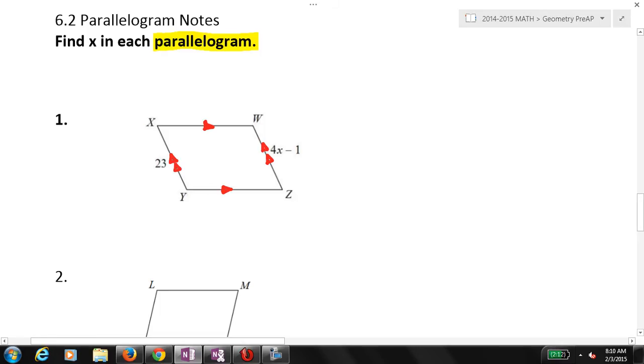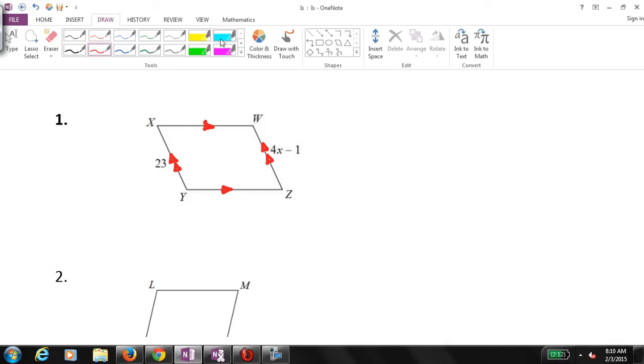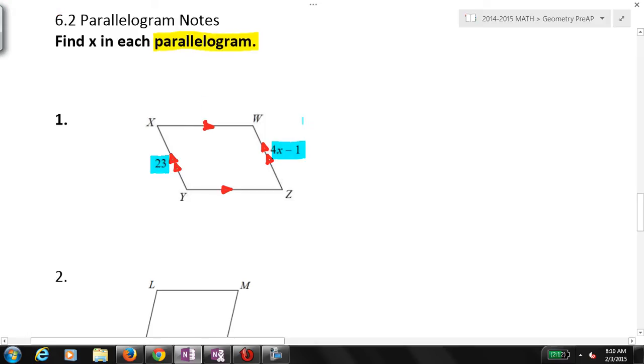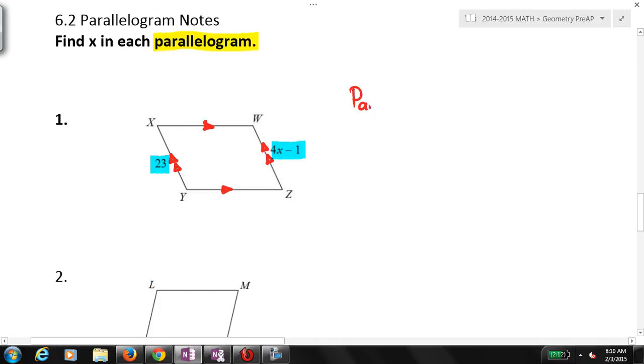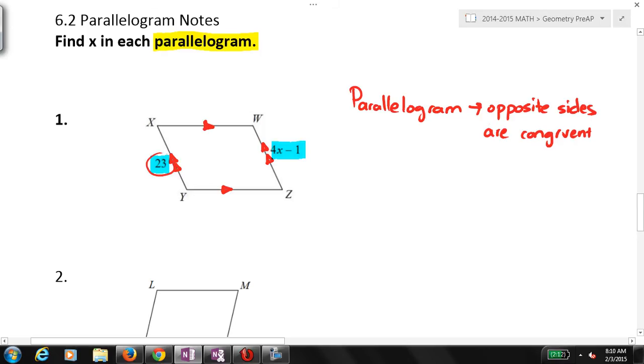Right now, the only thing that I know is that they're focusing on sides. They're giving me this side and then this side. You have to make sure that you remember, since it's a parallelogram, I know that opposite sides are congruent. Just like the theorem just said. So even though it didn't indicate, I know that this one is the same thing as that one. So my equation for this problem is going to be basically 4x minus 1 is equal to 23. So this one's a very simple problem.